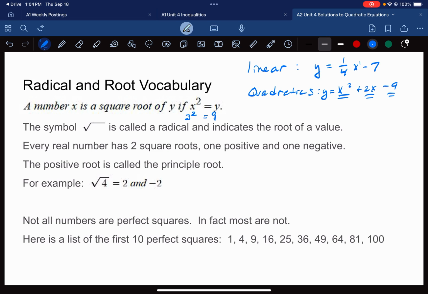And every real number has two square roots. It's important to understand that not only is 3 squared 9, but negative 3 squared is also 9. So there are two roots, a positive and a negative in most cases. Okay, the positive root is called the principal root. For example, the square root of 4 is 2, and it's also negative 2.